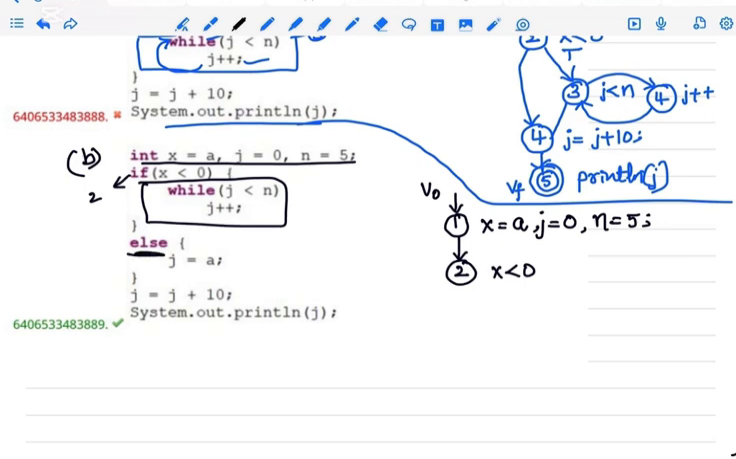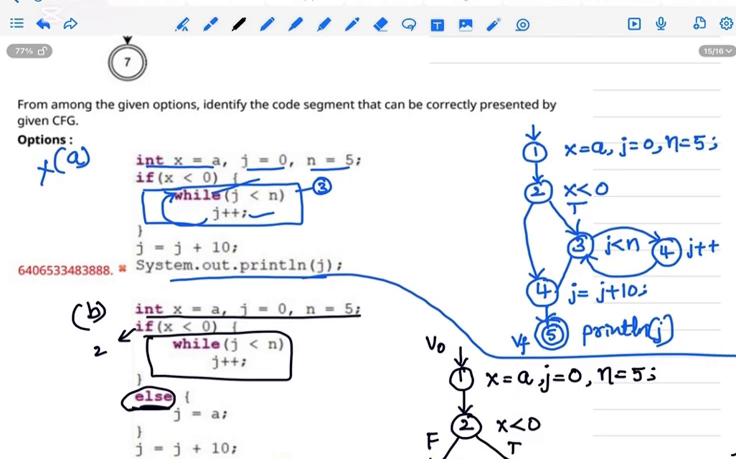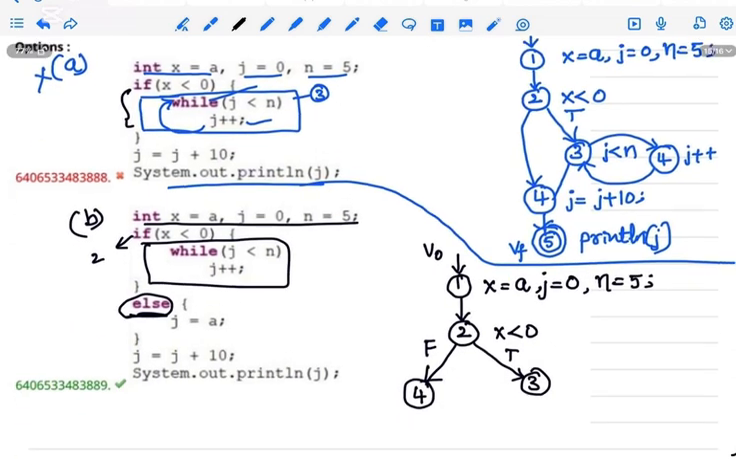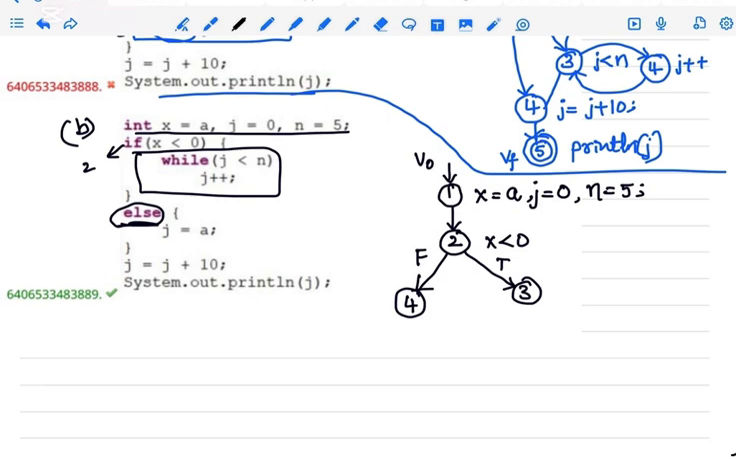If the condition is true, it will go to node 3, else it will go to node 4, because an else branch is also mentioned. Here in this question, there is no else branch, only an if branch. So if the condition is true, the while condition at node 3, if the condition is true, it will execute the statement j plus plus.